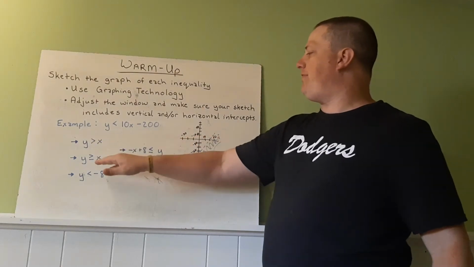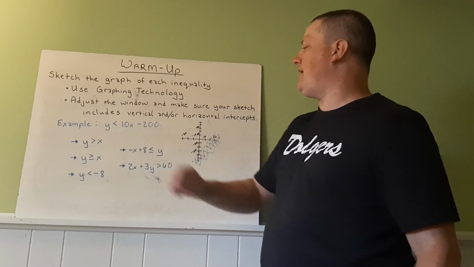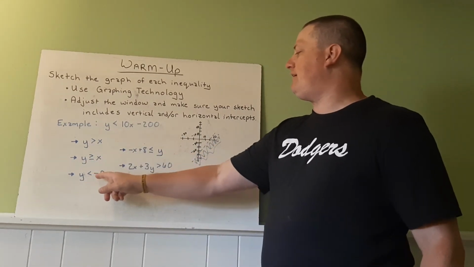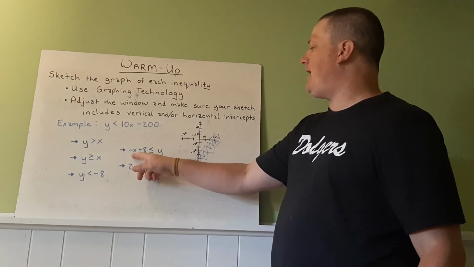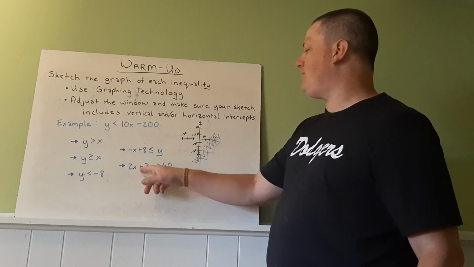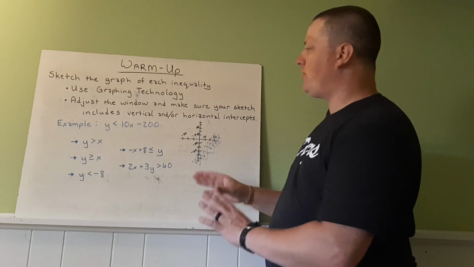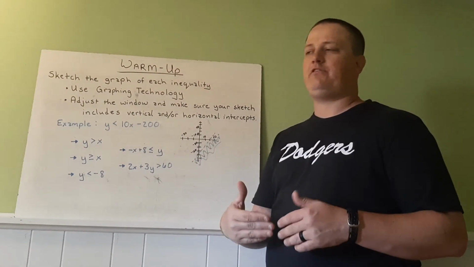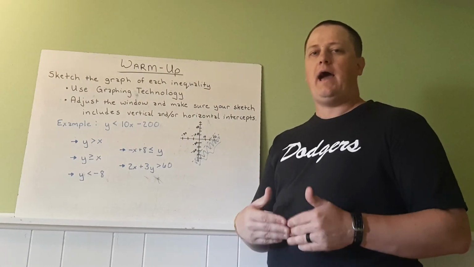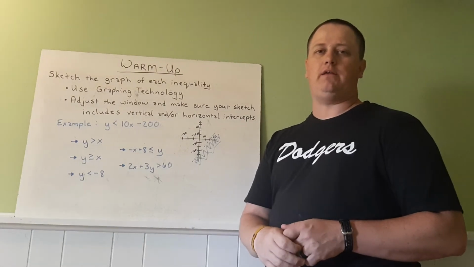You need to do that with these 5 graphs. So we have y is greater than x, y is greater than or equal to x, y is less than negative 8, negative x plus 8 is less than or equal to y, 2x plus 3y is greater than 60. So write those down, graph them on Desmos, and then draw out the graphs. Then bring that to class tomorrow. That's going to start our discussion of understanding how we can use these graphs and how they work with the inequalities. Thanks.